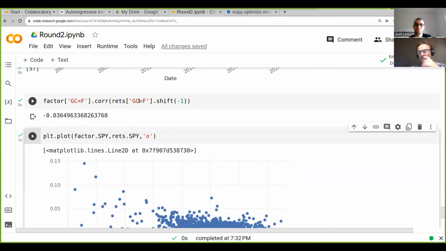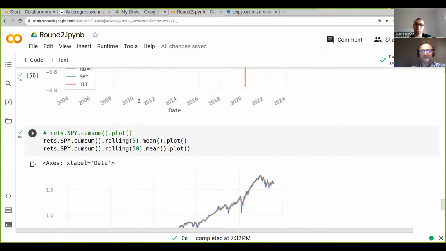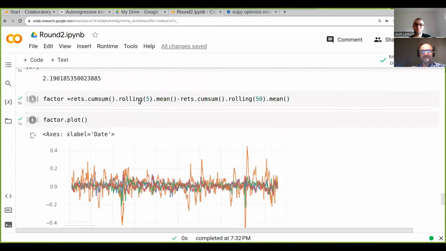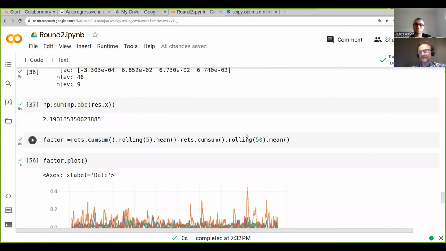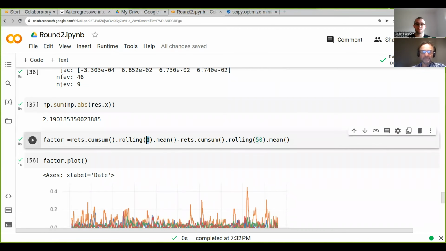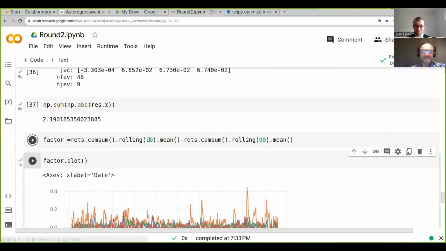Now you have to also say, well, how good is my factor? Because my factor has got these two parameters. Okay, so you could change these parameters, and then the question is, can I find better parameters? And let's just go with, let's say, 10 and 90.